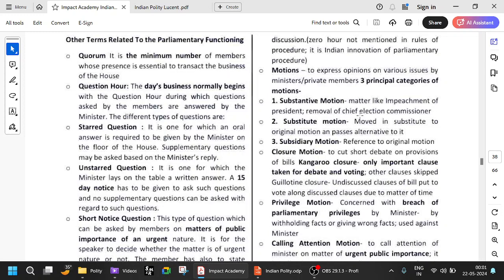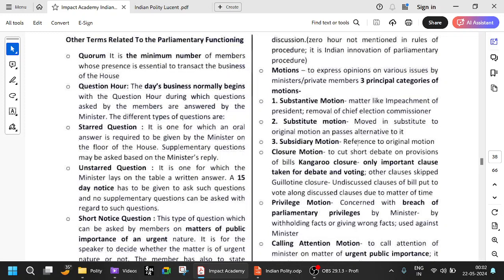So substantive motion, for matters like impeachment of the president, removal of the chief election commissioner, etc. Okay, they are substantive motions. Substitute motion is moved in substitute to the original motion, as an alternative to it. So substantive motion is an important motion which is passed for impeachment of the president, etc. And a substitute is moved in substitute to the original motion. Suppose there is another motion, and this is moved as a substitute to that original motion, an alternative.